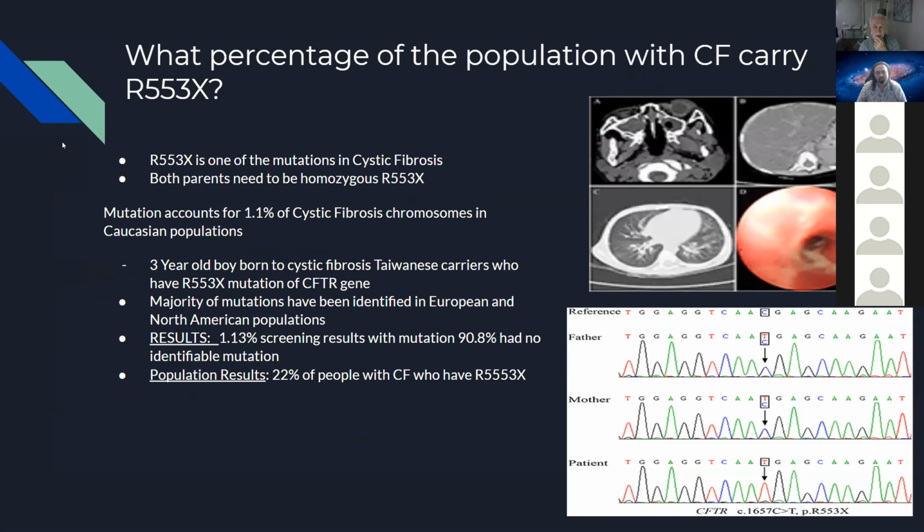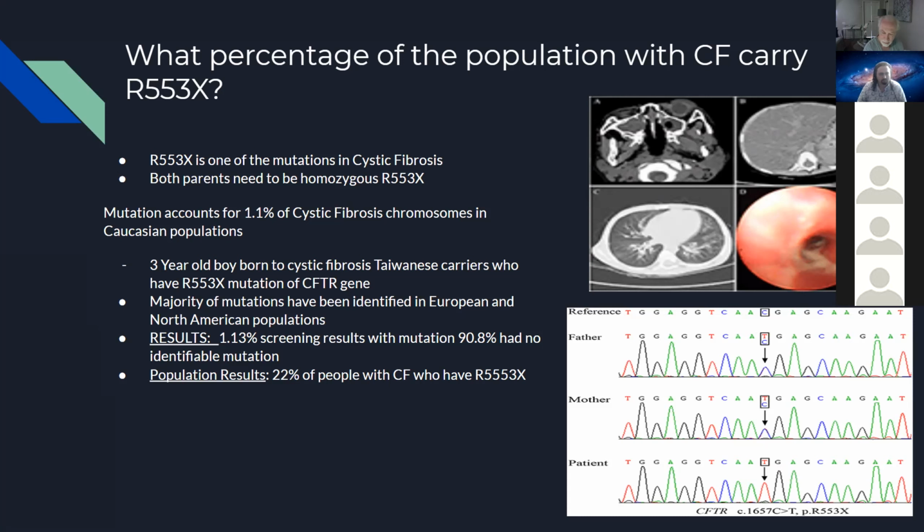What percentage of the population with cystic fibrosis carry the R553X? So this mutation is one of the many mutations in cystic fibrosis, which is why most of the side effects that it causes are very similar to the ones you find in cystic fibrosis. The R553X accounts for only 1.1% of the cystic fibrosis chromosomes, and it's mostly found only in Caucasian populations.